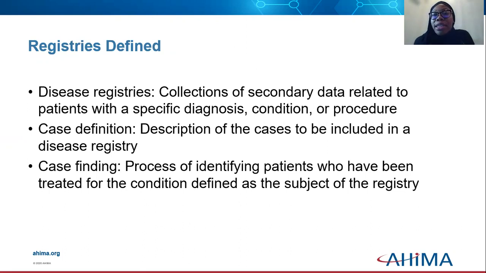So here are some registries defined. So the definition of a disease registry is a collection of secondary data related to patients with a specific diagnosis, condition, or procedure. Your case definition is going to be the description of the cases to be included in a disease registry. Your case findings is going to be the process of identifying patients who've been treated for the condition, defined as the subject of the registry.